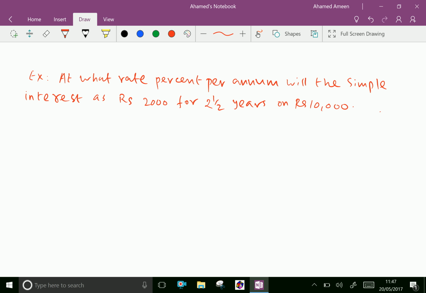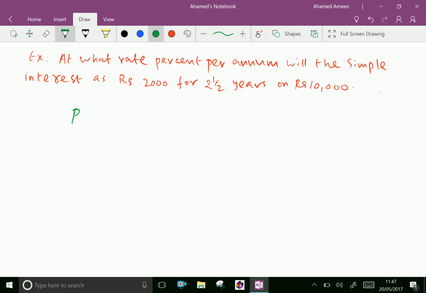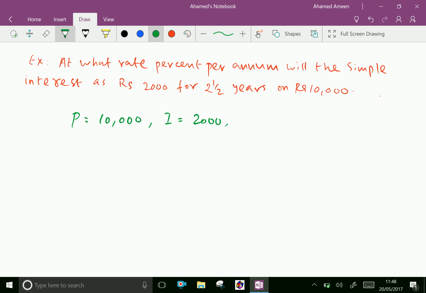One more example. At what rate percent per annum will the simple interest be rupees 2000 for 2.5 years on rupees 10,000? Here principal P equals rupees 10,000, simple interest I is 2000, and number of years T equals 2.5 years, which equals 5/2 years.